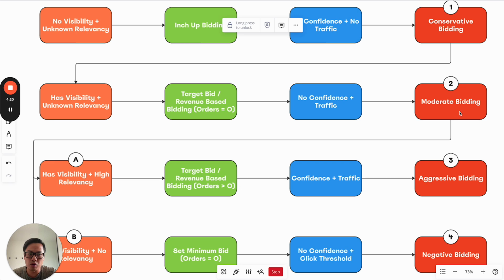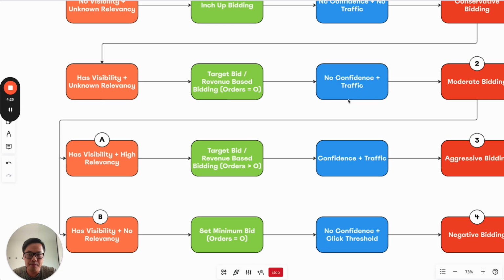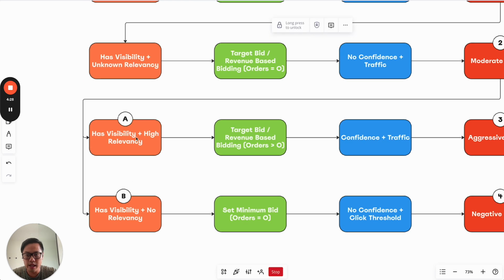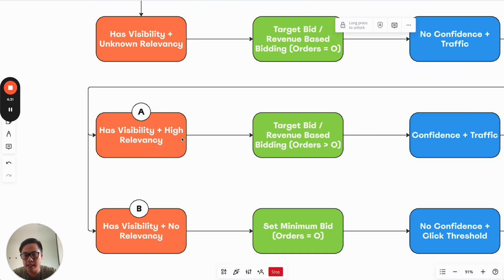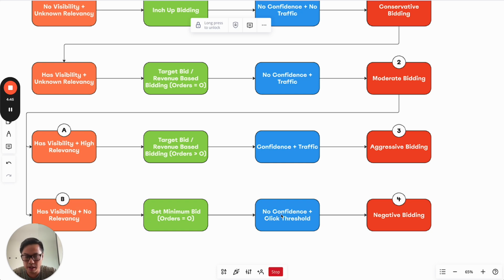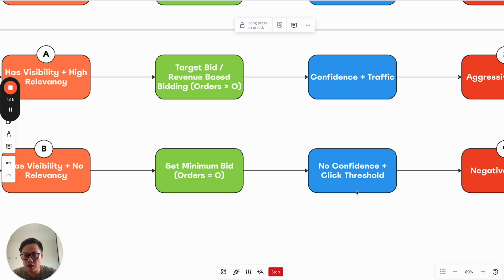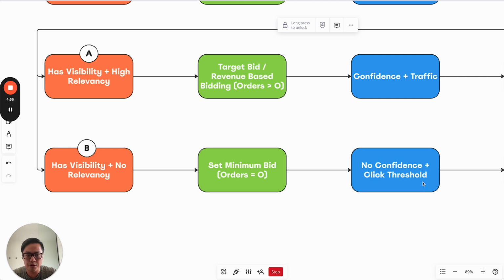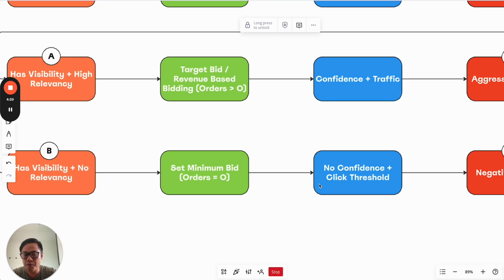And then once we start to drive more traffic here, I might have 5, 10 clicks on a target. Two things can happen, either A or B. It has visibility and has high relevancy, which basically means I'm starting to convert on this thing. Or it has high visibility but no relevancy. When this happens, now I have no confidence and I hit my click threshold. I no longer want to spend on this because I have a maximum amount of money that I want to spend on a target. So in this case, I have a click threshold. Once it hits this click threshold, I want to set the minimum bid.